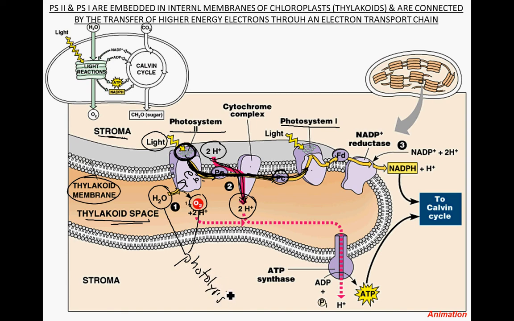Photolysis. And this is why you need to continuously water plants. This is why plants need water to run photosynthesis, is this photolysis step right here. Because if you run out of water, you run out of electrons to replace electrons that were lost from photosystem 2 pigments. So let's continue on here.